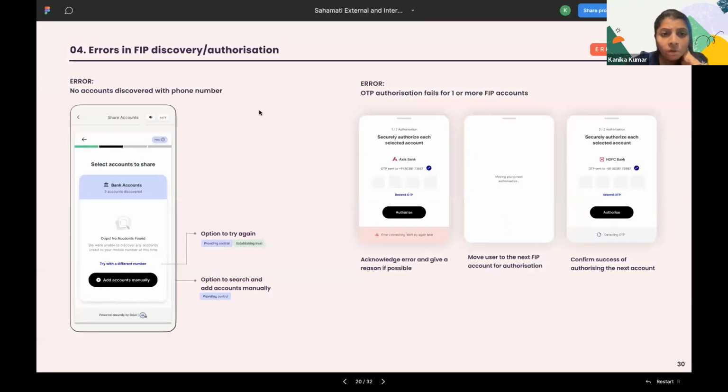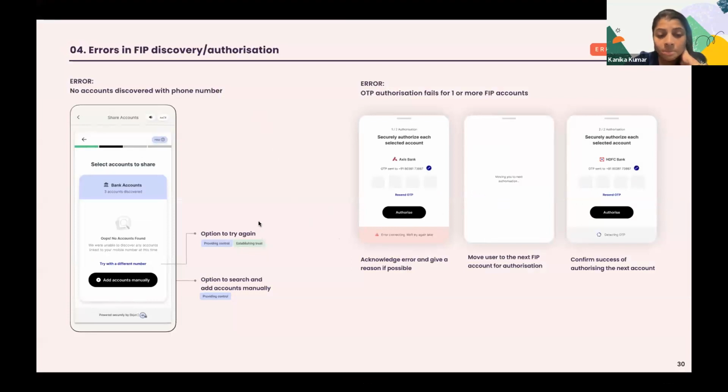Then moving on, we think that it's very important, especially in the early days as FIP health is being improved, to think about what error screens look like and what are some negative flows when things don't go as per plan. So here, if for whatever reason accounts can't be auto-discovered, what is a way to do it manually? Can they try with a different number? Can they add an account more manually?